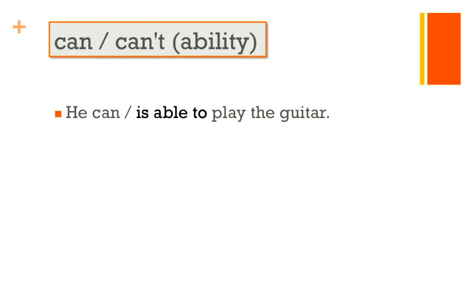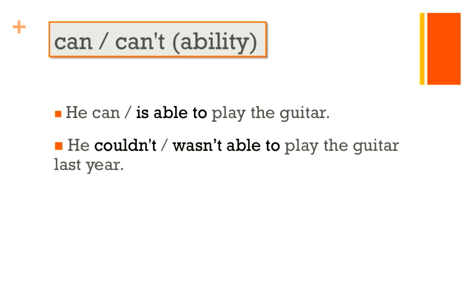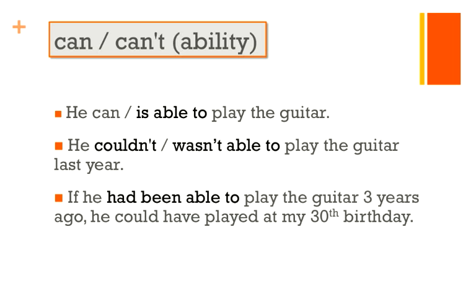You can say, he can play the guitar, but it's just all right. It's just as perfect to say he is able to play the guitar. You can say, he couldn't play the guitar last year, but of course now you can also say he wasn't able to play the guitar last year. It's just as good.